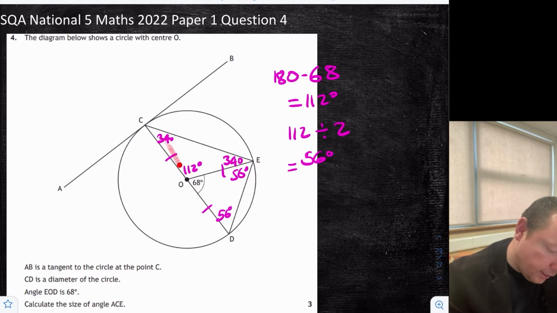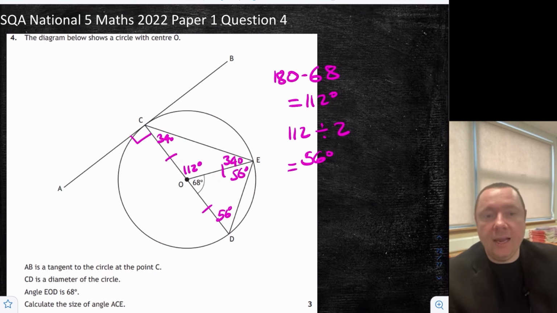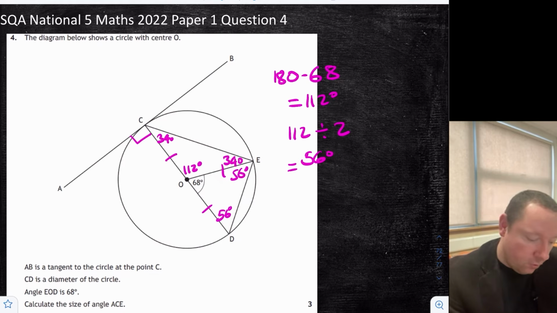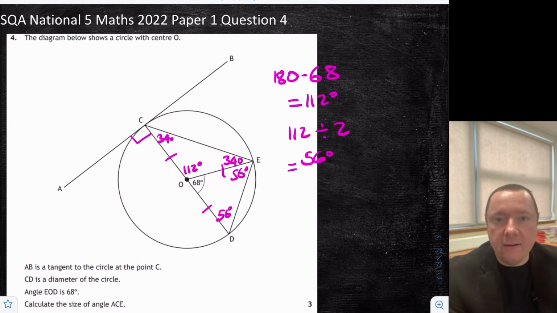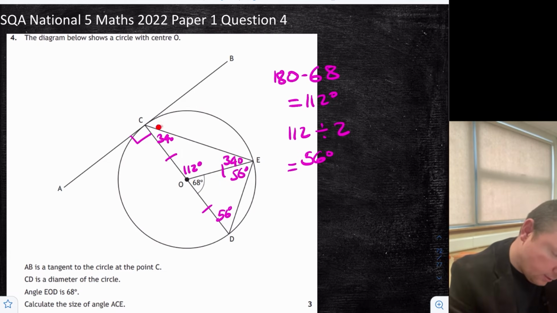Tangent meets radius at right angles. So I now know that there's a right angle on this side, but also on the other side. So these two add up to 90. So I do 90 minus 34 to get 80, 70, 60, 56.